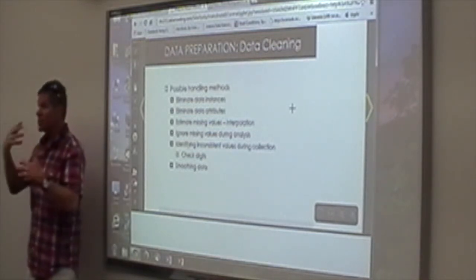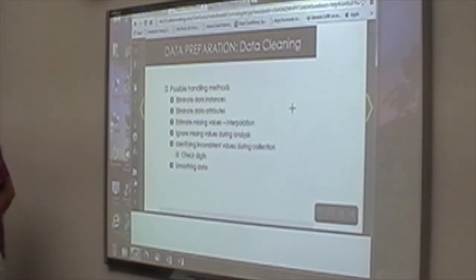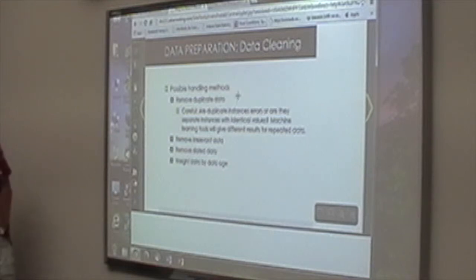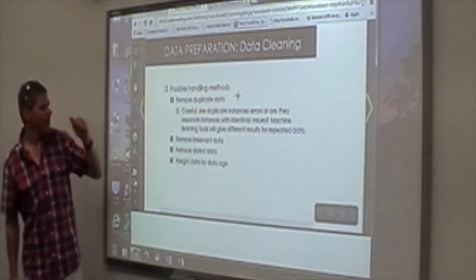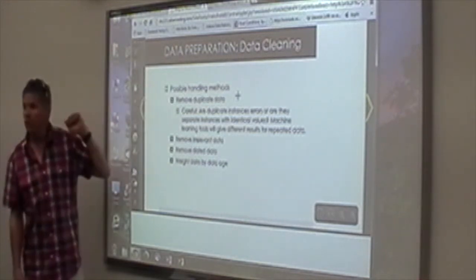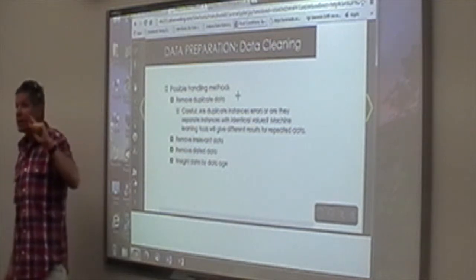These are all choices that you get to make as you're going through this process and trying to improve performance of your data mining. So, for duplicate data, we can remove duplicate data. Again though, you have to be a little bit careful.